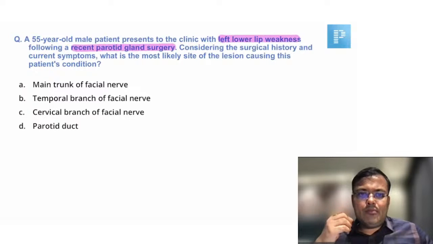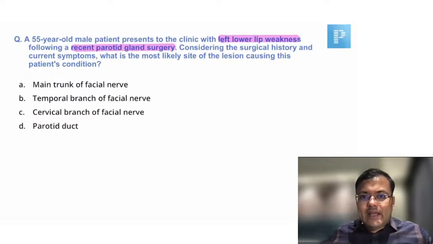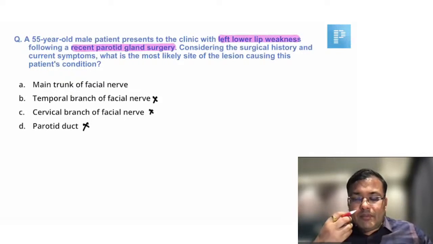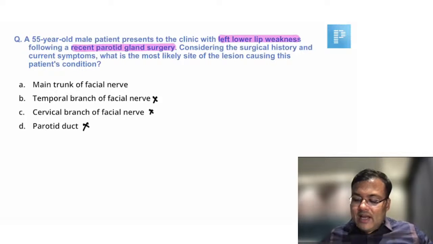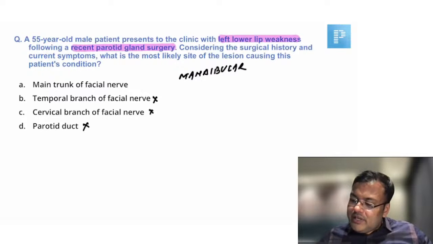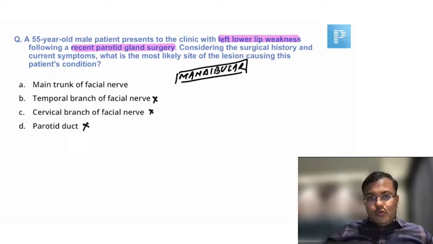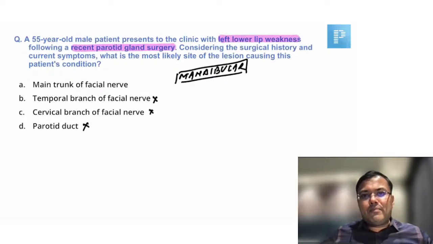Clear? Marginal mandibular nerve. Now, what is the problem? Which is the most likely site of lesion? Obviously, it's not the temporal branch, not the cervical branch. Obviously, it's not the parotid duct. Most probably main trunk, but actually with the parotid duct we are going to injure some of the branches, so this is also unlikely. If the mandibular branch is there, that would be the correct answer. It depends on the options, and I don't know whether the mandibular nerve was there in the options or not. So it's injury of the marginal mandibular nerve, depending on the exact language of the question.